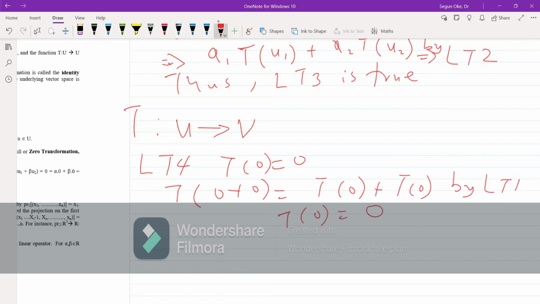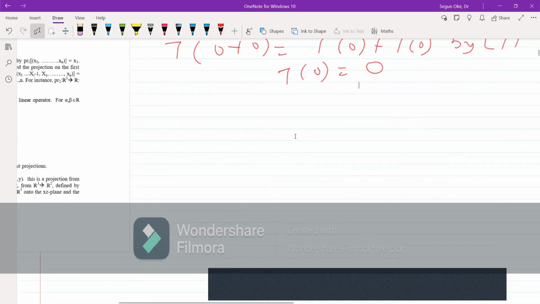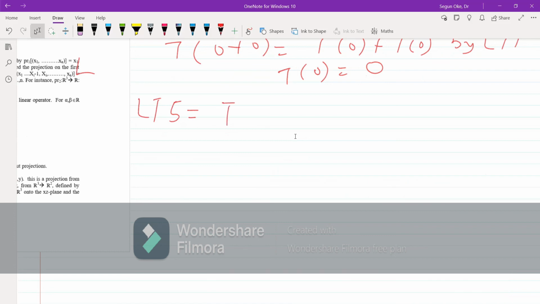Then we can also quickly show that LT5 is the same thing as T in bracket minus U. We want to show that it is the same thing as minus T of U for all U belonging to capital U.